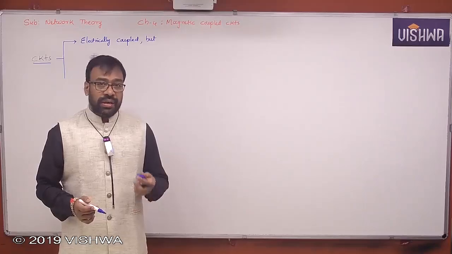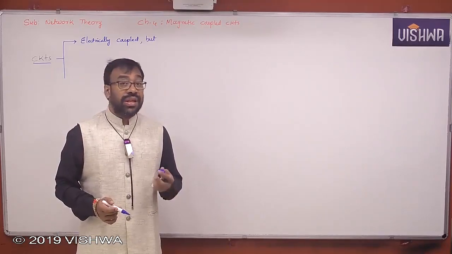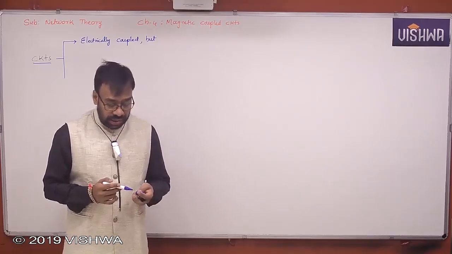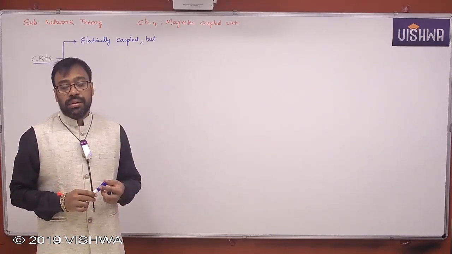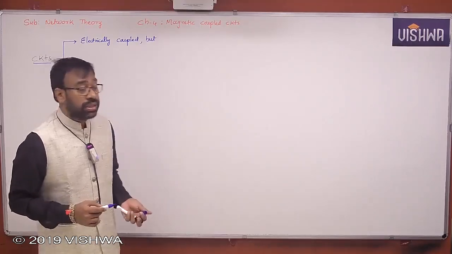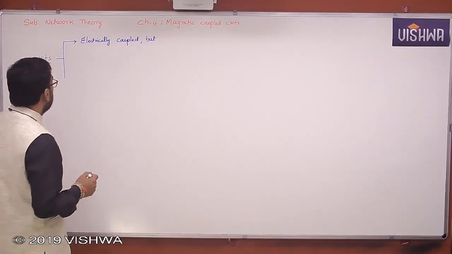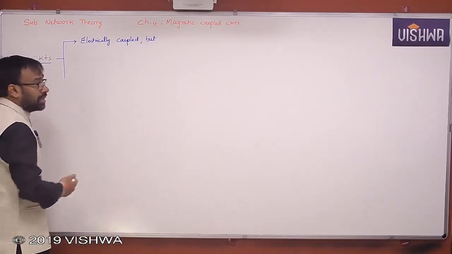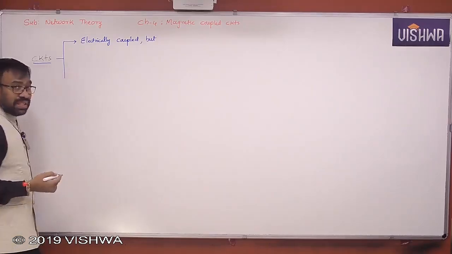Here we're going to see the network theory subject. We are already in it, and we finished 3 chapters successfully: DC circuits, AC circuits, transient analysis, isn't it? Now today we're going to see the 4th chapter, magnetic coupled circuits. In this chapter, let us see here. We start with the circuits classification. How do you classify the circuits here?